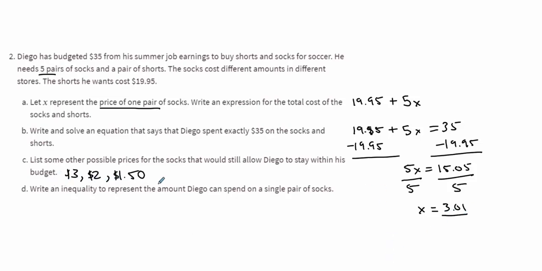Write an inequality to represent the amount Diego can spend on a single pair of socks. So instead of saying the socks have to be equal to $3.01, we can say the socks have to be less than or equal to $3.01.